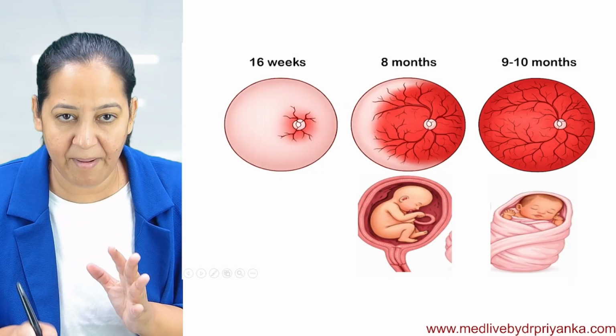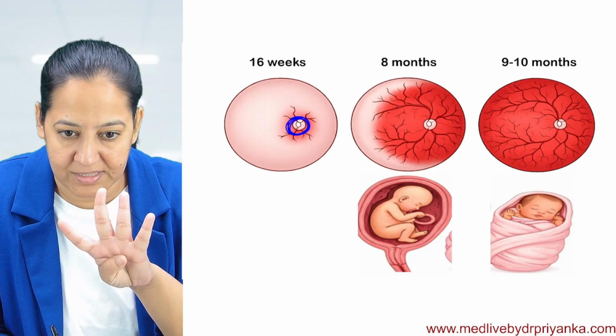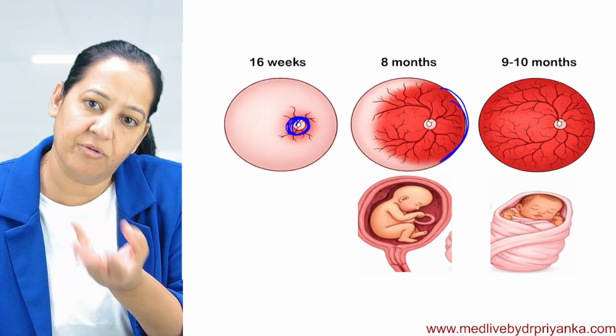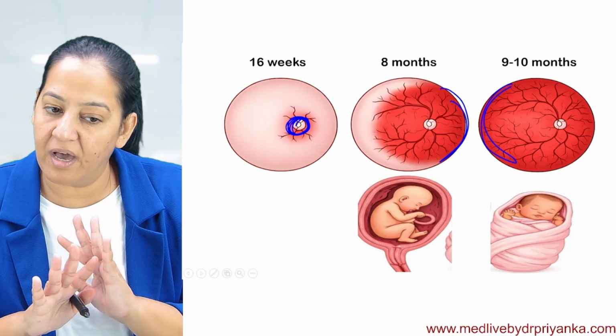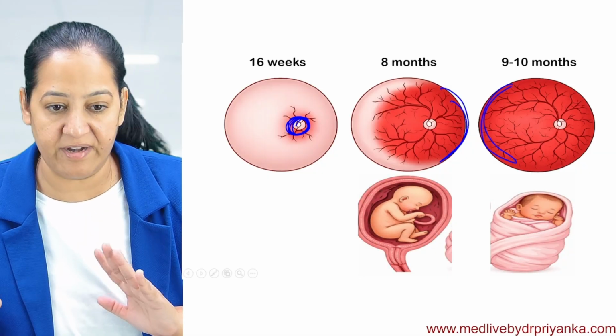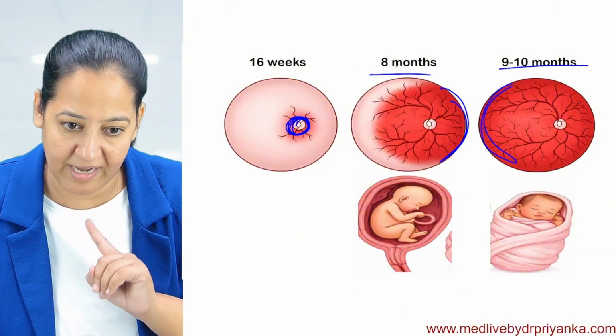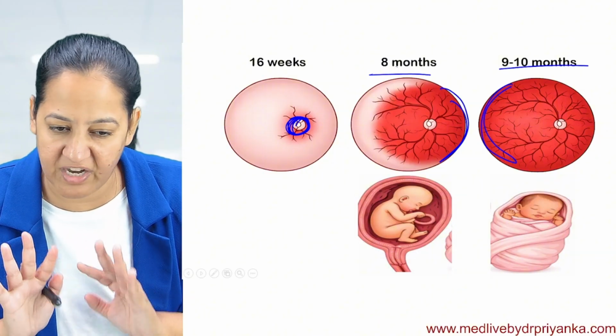Normally, the retinal vessels are gradually migrating. The 4 retinal branches arise from here. First, they touch the nasal end and later on, they touch the temporal end. And this is how they are supplying blood to the complete retina after 1 month of birth. You can see this is at 8 months, this is at 9 to 10 months. This is complete development of the retinal vasculature.